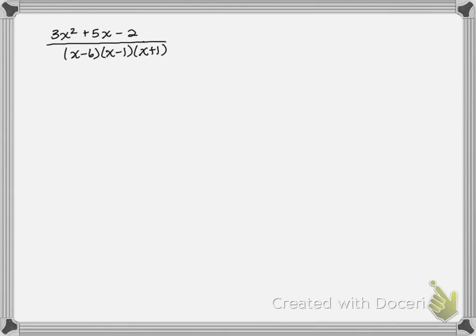So let's see, AC is -6, B is +5, so 6 and -1. So that means this is 3x minus 1 times x plus 2. Oh, because we factored the denominator, we haven't factored the numerator yet. Right. Okay. Because we can't factor the numerator until it's completely simplified. Right.